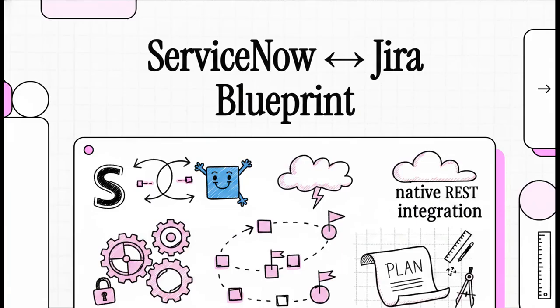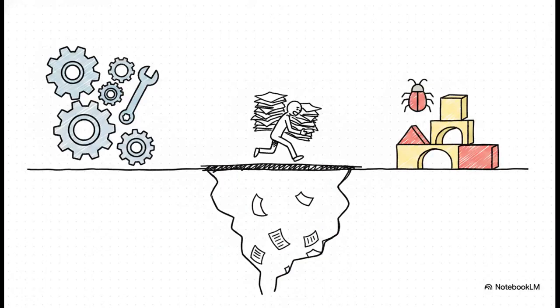Welcome to this explainer. Today, we're going to completely demystify the native bi-directional REST integration between ServiceNow and Atlassian Jira. Our primary focus today is crystal clear narration, breaking down what might seem like a daunting technical hurdle into a straightforward, step-by-step blueprint that you can easily implement in your own environments. Let's get right into it. Okay, let's dive into this.